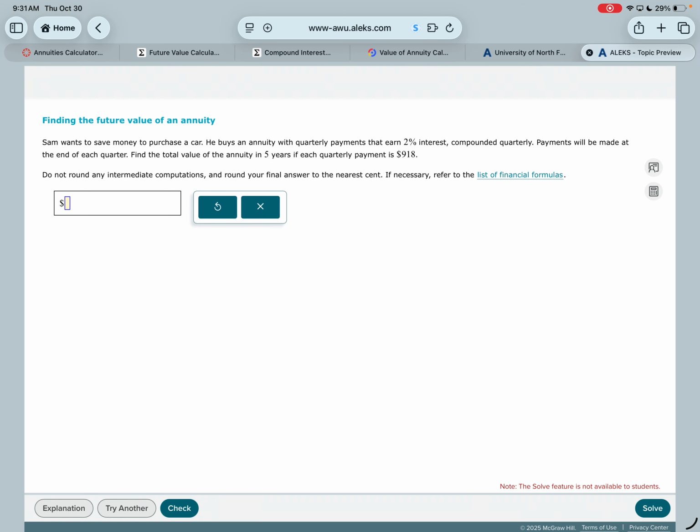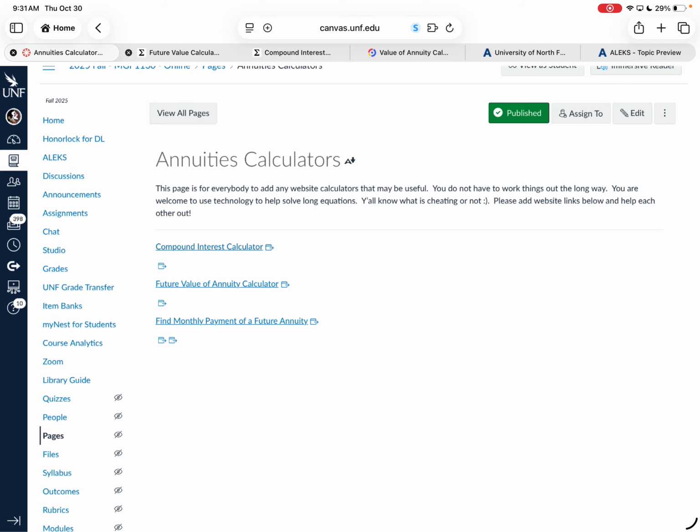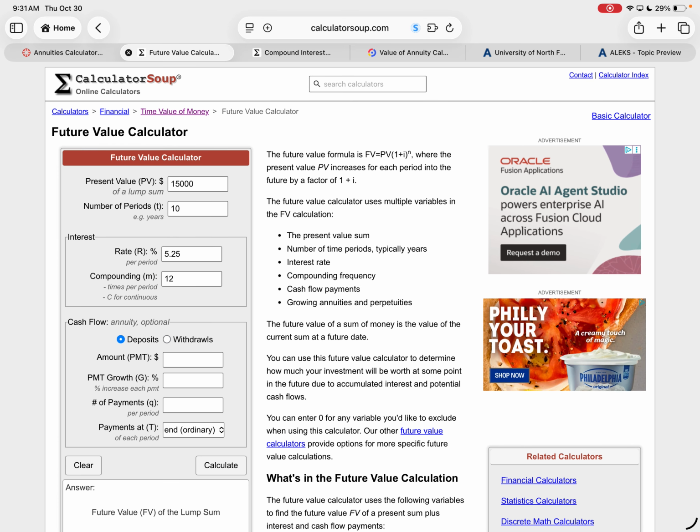So here Sam wants to save money to purchase a car. He buys an annuity with quarterly payments that earn 2% interest, compounded quarterly. Payments will be made at the end of each quarter. Find the total value of the annuity in 5 years if each quarterly payment is $918. Okay. So we have this calculator again on Canvas. This is the future value of annuity calculator.